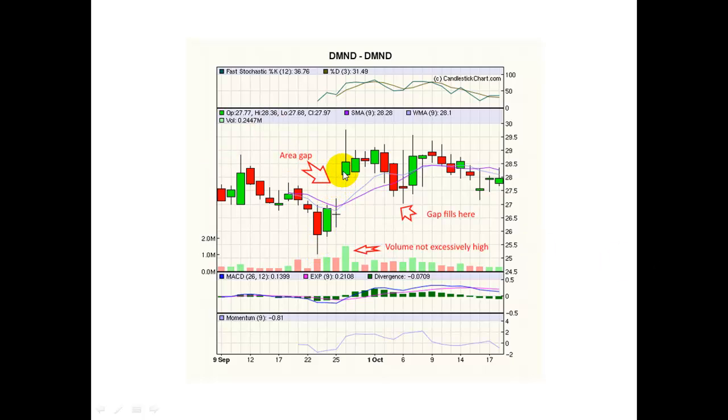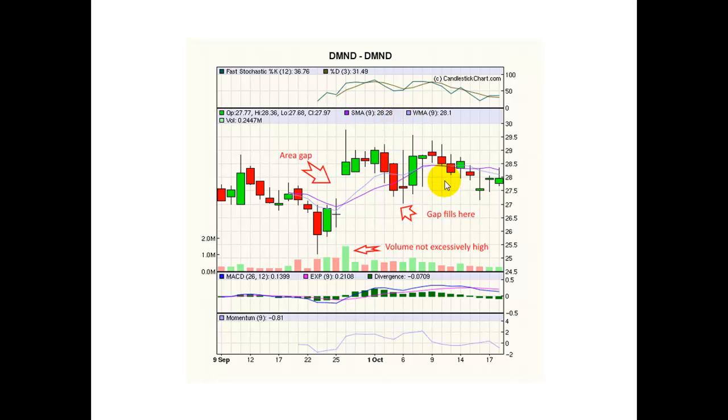And notice one important thing about these area gaps. They fill rather quickly. This was about a week. So if you had shorted the stock and then bought it back 7 days later, you made a nice $200 per 100 shares of stock, which is a very, very high ROI for stock trading. And if you do this with options, you could actually make a lot more money. Usually, it's not uncommon to see an ROI of 100% or above when you're trading these area gaps.